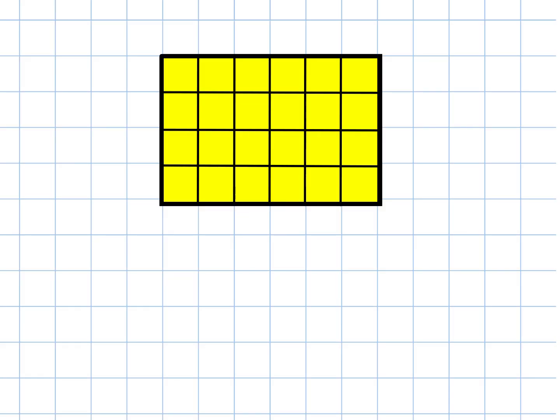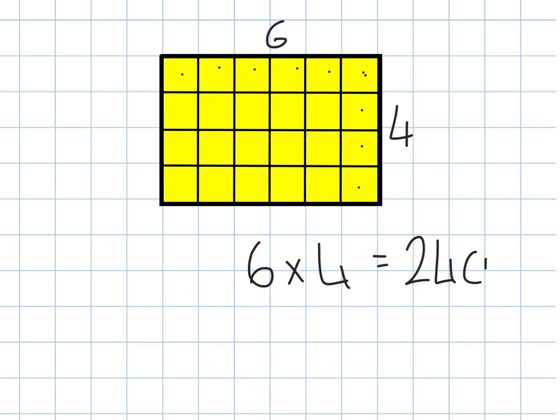So let's get into some examples. So here is another rectangle. First thing you do is you probably count the top row. We've got 1, 2, 3, 4, 5, 6 on the top row. We've got 1, 2, 3, 4 rows. So the area of this rectangle is 6 times 4, which is 24 square centimetres.